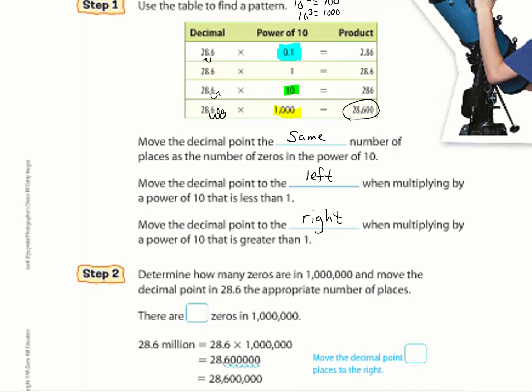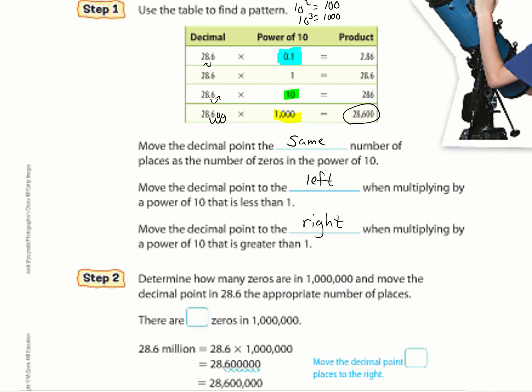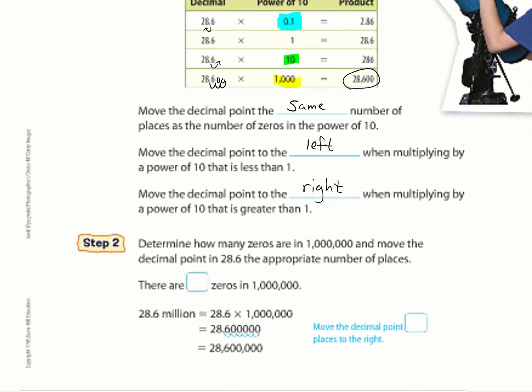This information here is really going to help us solve all the answers in the problems on page 210. So this is very important information that you can refer back to when you need help.